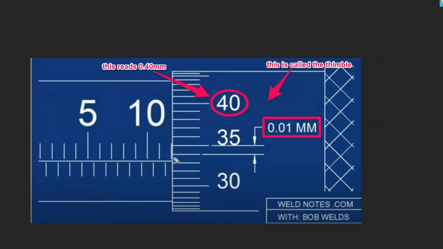So what would this line right here measure? Since this line is 35, the line before right here would measure 0.34 millimeters. So this line right here is 0.34 millimeters. The maximum a thimble can measure is 0.50 millimeters, and you need to keep that in mind because a thimble cannot measure more than that. It only measures up to 0.50 millimeters. As you can see right here, this is 0.40 millimeters, and we're slowly approaching the end of the thimble.